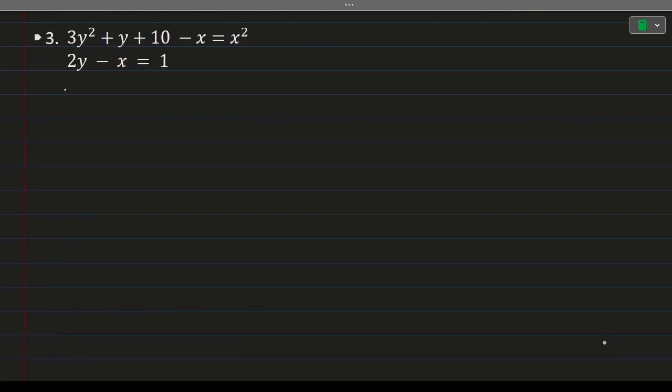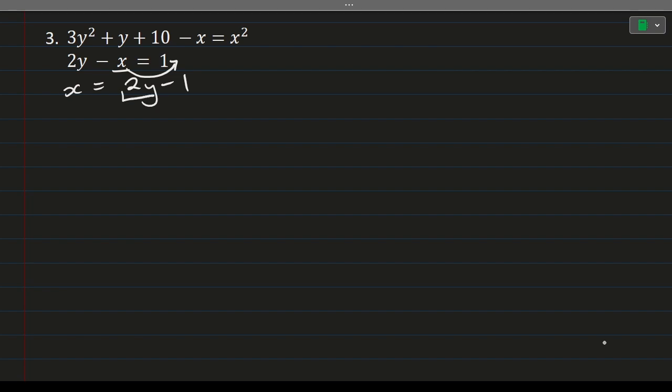So our quadratic is 3y squared plus y plus 10 minus x equals x squared, and our linear equation is 2y minus x equals 1. Let's make x the subject of the formula in our linear equation. So this would become x is equal to 2y minus 1. So we've moved the negative x to the right hand side, and we've moved the 1 to the left hand side.